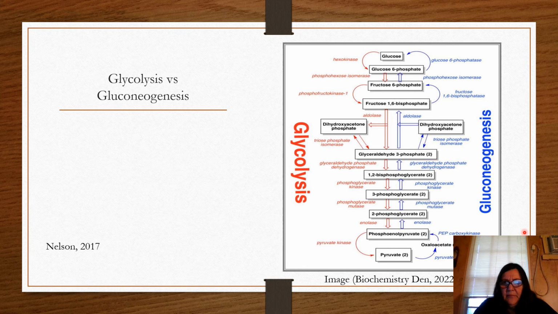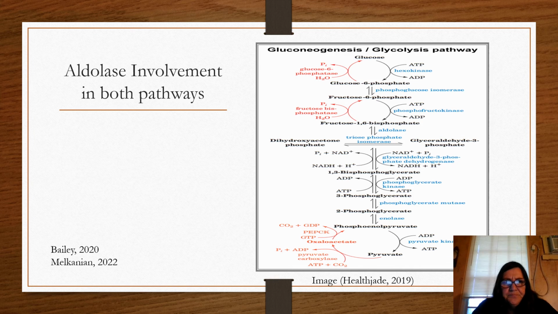I can't move that, but anyway, the pyruvate here starts from the bottom and goes up, and you can see where these enzymes are used. These two enzymes are the same here. These two enzymes are the same. This one is different down here. This one is different down here. Aldolase is the same. These two are different here. These two are the same, and these two are different. So there are some differences and some similarities.